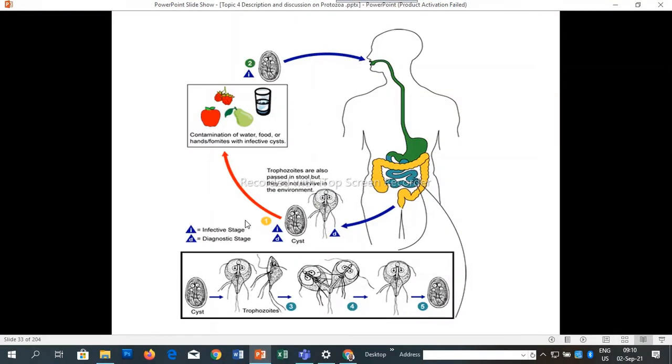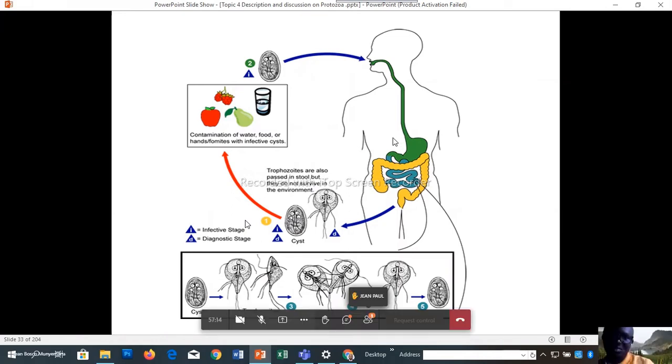This is the life cycle. It's simple, it's a direct life cycle. You get infected by ingestion of the cyst. If you ingest the trophozoite, maybe the trophozoite will be destroyed by gastric juice and it will not resist there. So it will not cause infection. And the parasite lives in the duodenum.